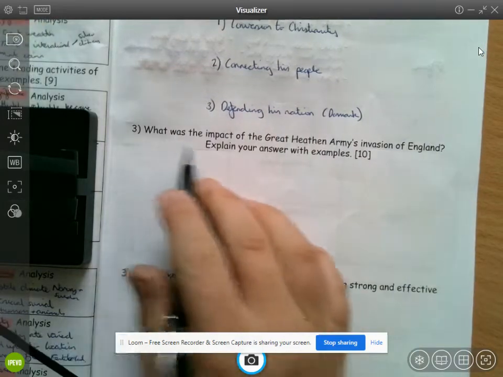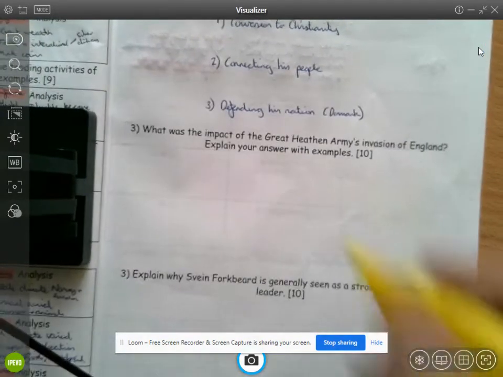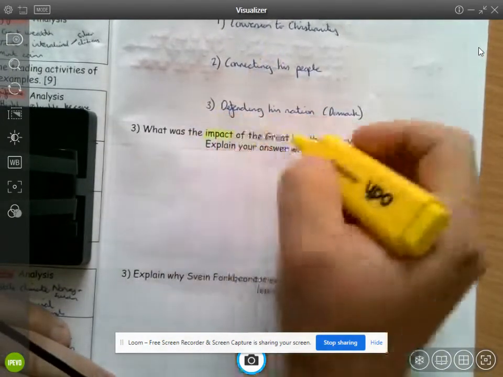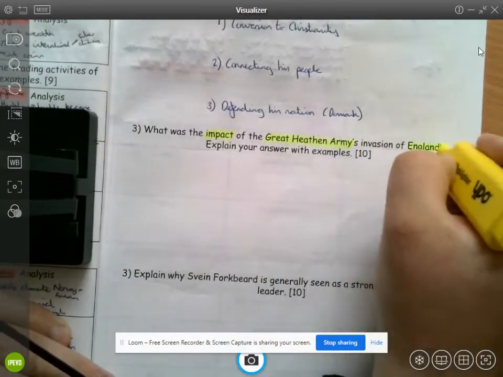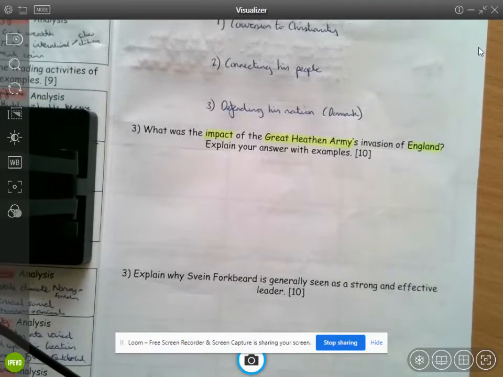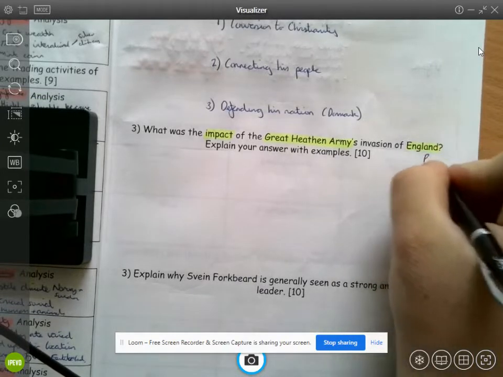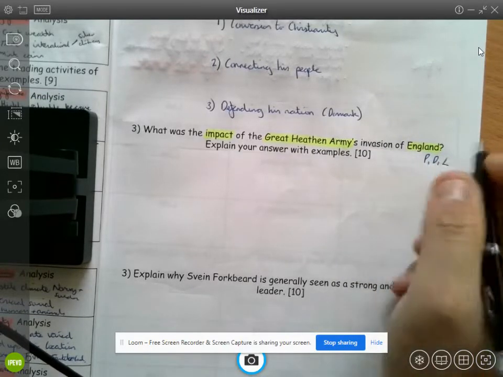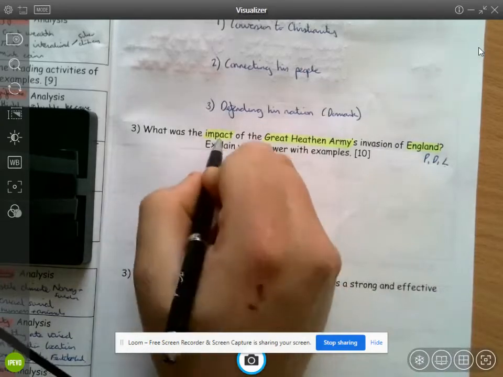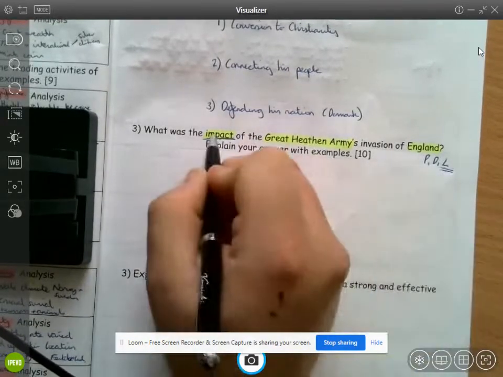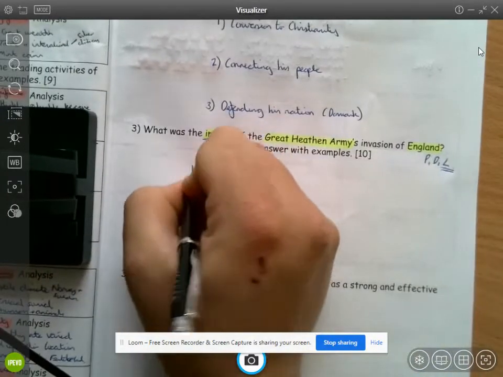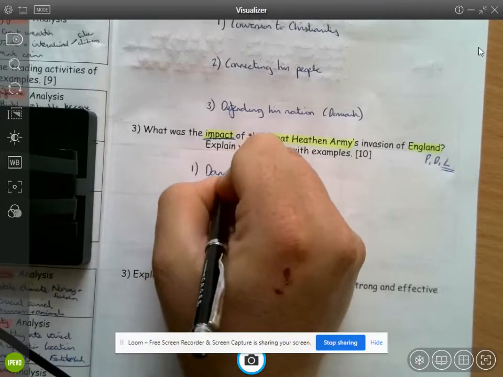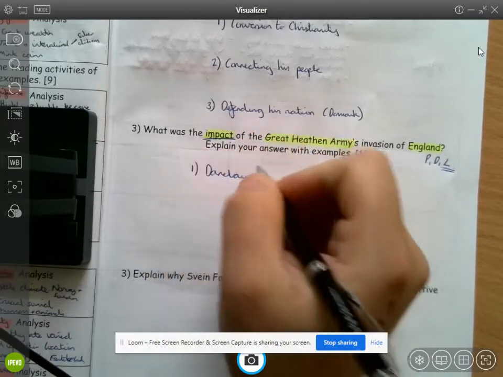Okay, so if I'm annotating this question, I'm looking at what was the impact of the Great Heathen Army's invasion of England. So it's all about, again, linking back in our answer to what was the impact of the Great Heathen Army. So that's the link, what was the impact. My 3 points here, I would talk about the Danelaw as an impact of the invasion.